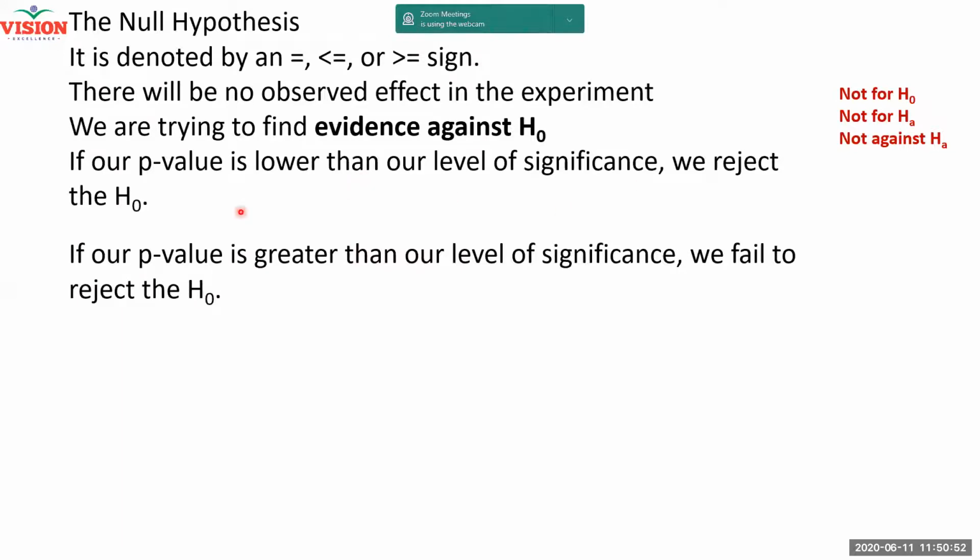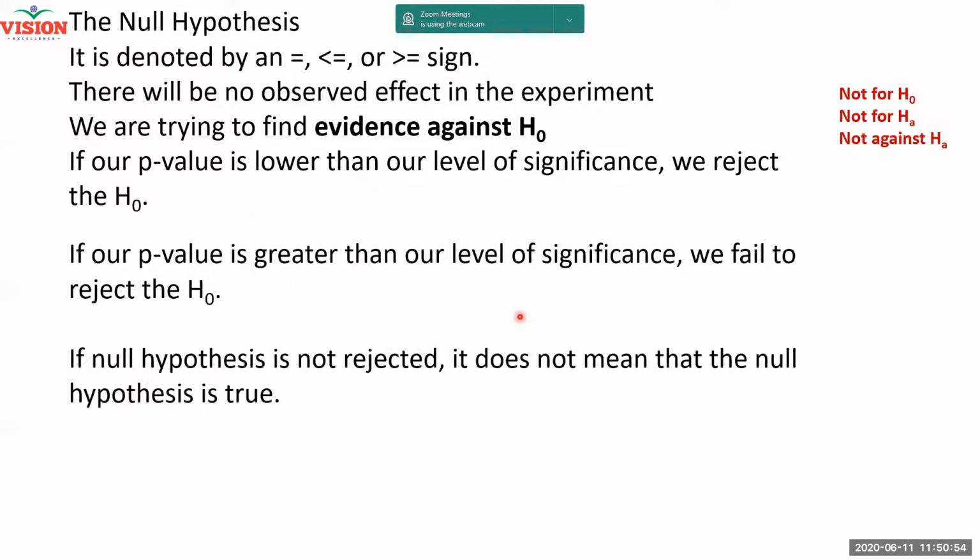Lower means we reject. Higher means we fail to reject. The null hypothesis is not rejected. It does not mean that the null hypothesis is true. That is what I'm saying. We are not saying that it is true. We are saying whether it is false or not false. Are we rejecting or are we not rejecting? This is very, very important. If you know this, you are half master of this subject.